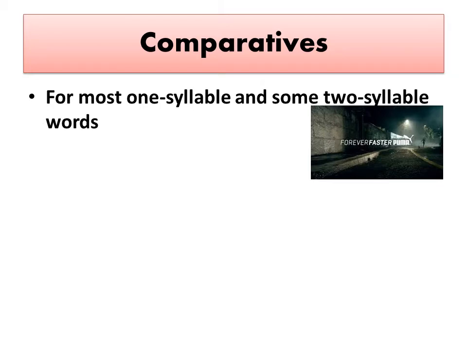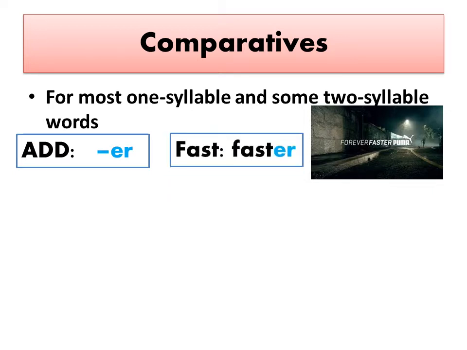So first, comparatives. How do I make an adjective a comparative? Very easy. For most one syllable and some two syllable words, the only thing we do is add -er at the end of the adjective. For example, fast will become faster.